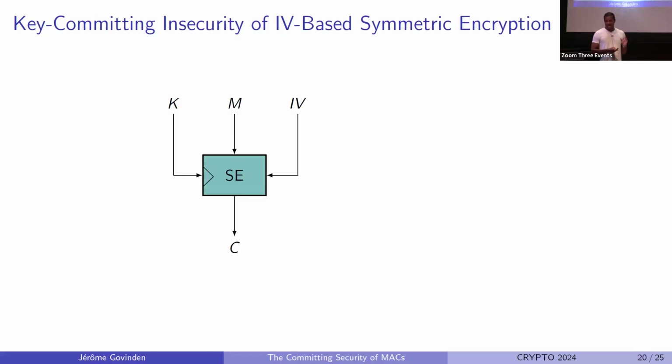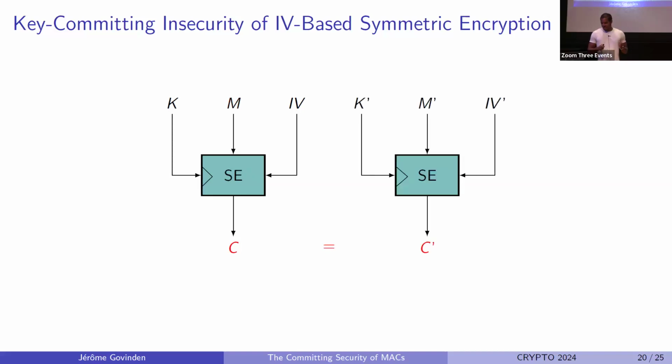So the encryption part is an IV-based symmetric encryption, which has the following syntax. It takes as input a key K, a variable input length message M, and an IV to return a ciphertext C. It's also invertible, meaning that with a key K, a ciphertext C, and an IV, it's possible to apply the inverse of the symmetric encryption scheme to obtain back the message M. Some examples of this could be counter mode encryption or CBC mode encryption.